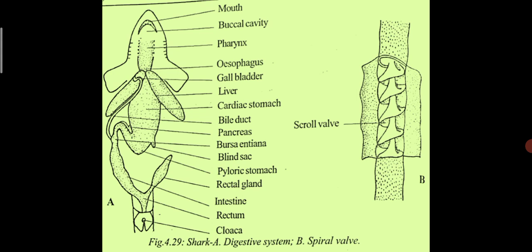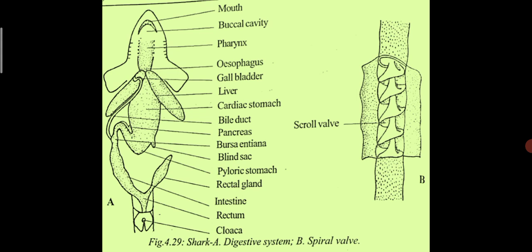Then comes the digestive gland. A shark has two digestive glands, namely the liver and the pancreas. The liver is located at the junction of the esophagus and cardiac stomach. The liver is formed of two lobes, united anteriorly. The liver has three important functions: it secretes bile, it stores glycogen and fat, and it destroys worn-out RBCs. That is the role of the liver.